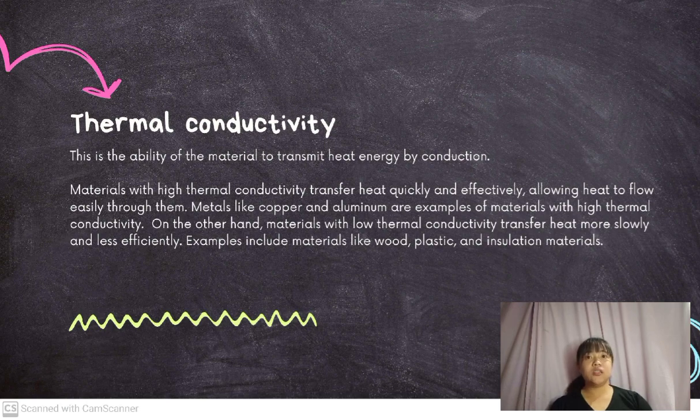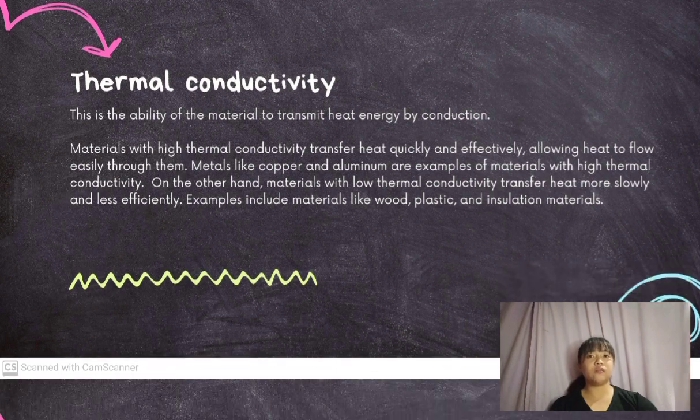On the other hand, materials with low thermal conductivity transfer heat more slowly and less efficiently. Examples include materials like wood, plastic, and insulation materials. These materials are often used to reduce heat transfer, such as in the walls of buildings to keep interiors warm in winter and cool in summer.